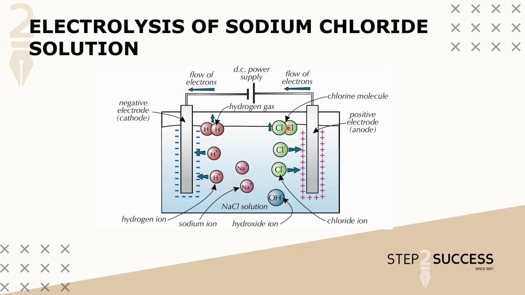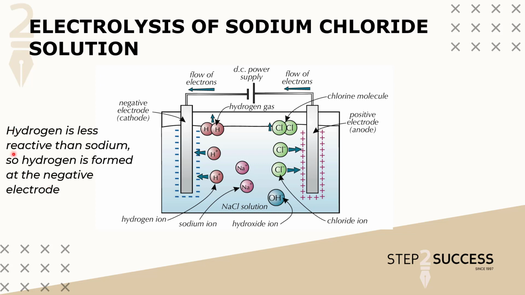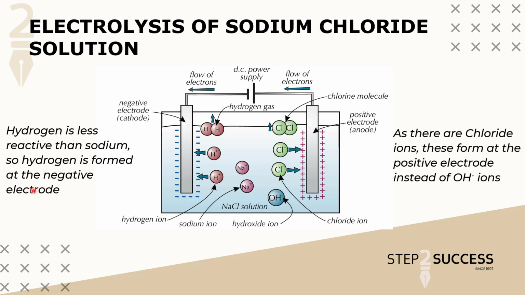Okay? And the chlorine ions go instead of the OH minus, because chlorine, as I say, whenever we have these halide ions with OH minus, they're the ones that go. So we end up with hydrogen gas coming off over here and chlorine gas coming over here, and we're left with Na plus and OH minus ions in the solution. They just stay there. Nothing happens to them. Hydrogen is less reactive than sodium, so hydrogen is what's formed at the negative electrode, not the sodium. And on the other side, because there are chloride ions here, they're the ones that form at the positive electrode instead of the OH minus ions.